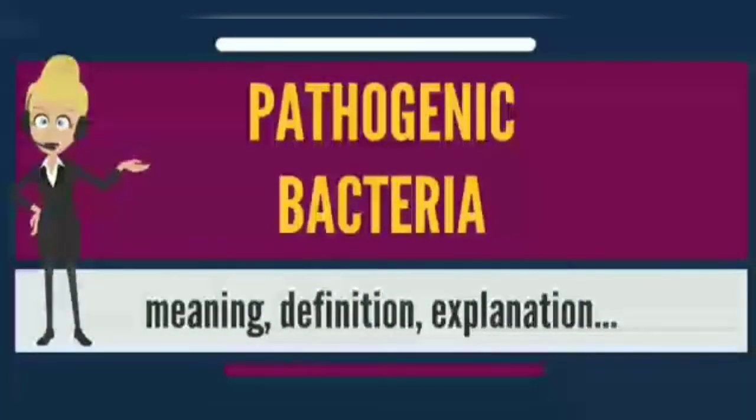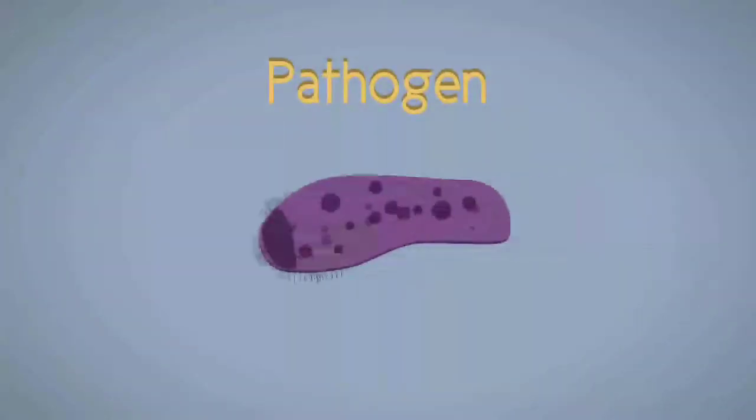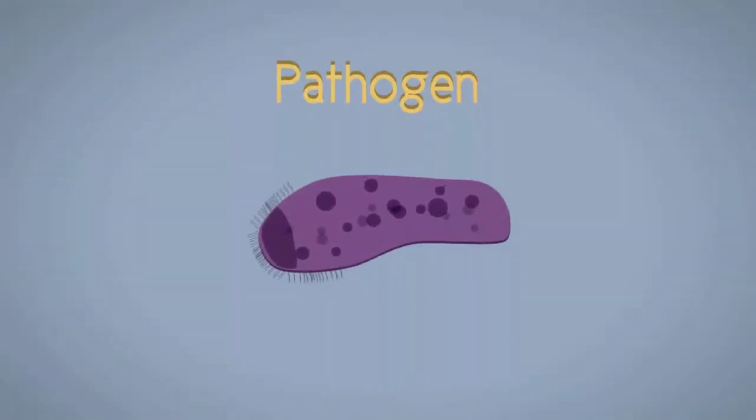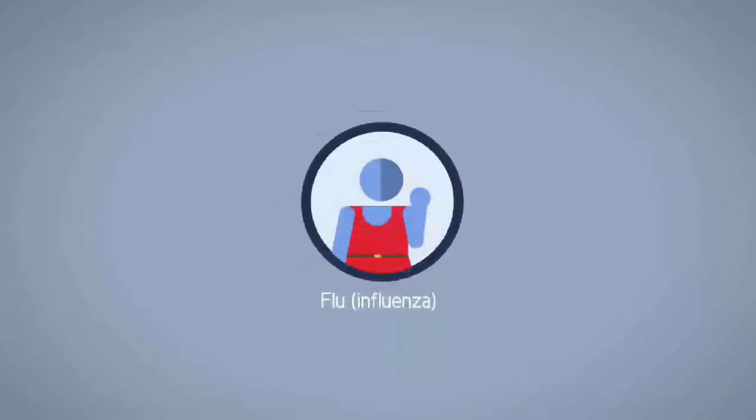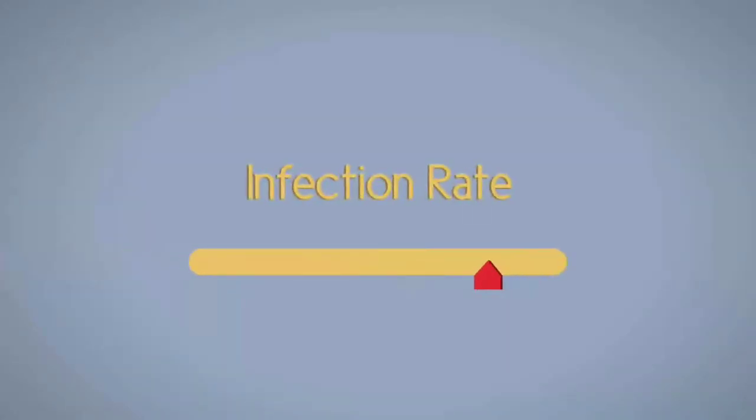Koch's postulates are the standard to establish a causative relationship between a microbe and a disease. A pathogen is a microorganism that can cause disease. In this video, we are going to discover what they are exactly, how they can spread and cause infection, and how their spread can be reduced or prevented.